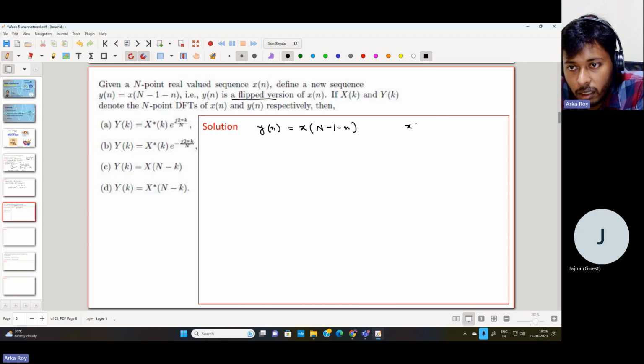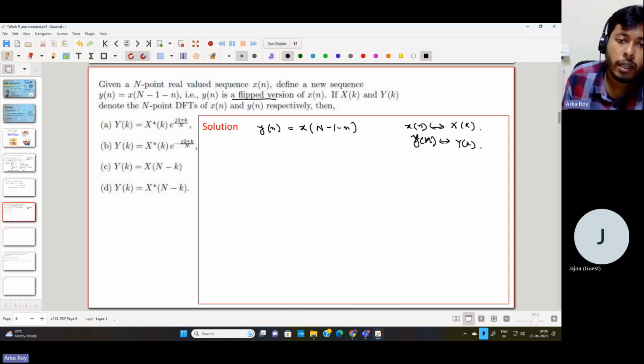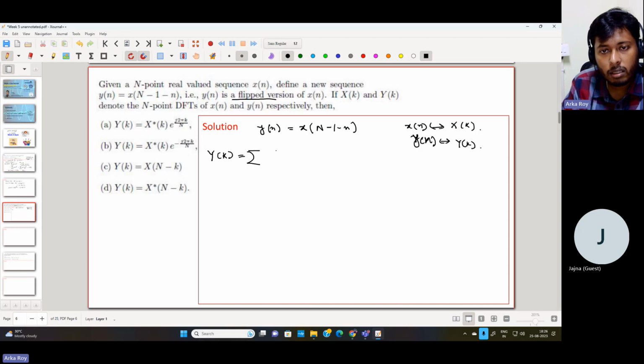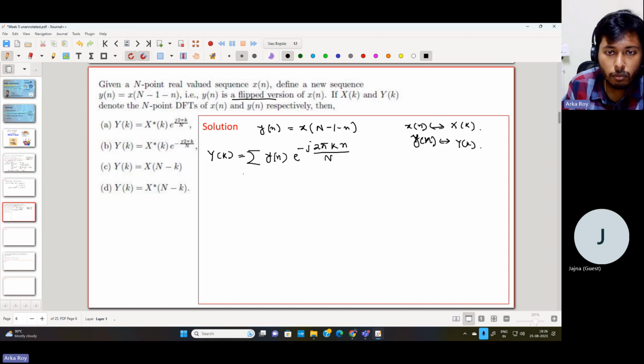So additionally, the x of n has a DFT of x of k. Now in the question, we need to find for y of n, what is the DFT. So we need to find what will be y of k. So let's solve y of k. By the DFT equation, we can write it as y of n e to the power minus j 2 pi k n divided by N. Let us consider the sequence as capital N number of samples. So the summation will run from n equals 0 to N minus 1.